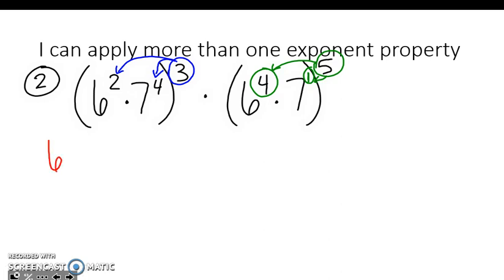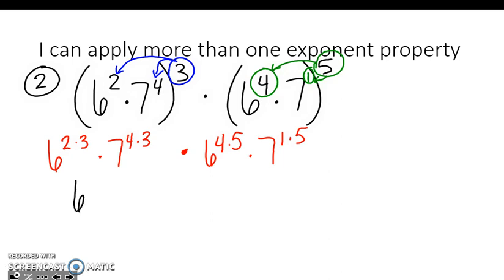So we're going to take 6 to the 2 times 3, 7 to the 4th times 3, and then that's one big multiplication problem, and then 6 to the 4th times 5 times 7 to the 1st times 5. So I get 6 to the 6th times 7 to the 12th times 6 to the 20th times 7 to the 5th.